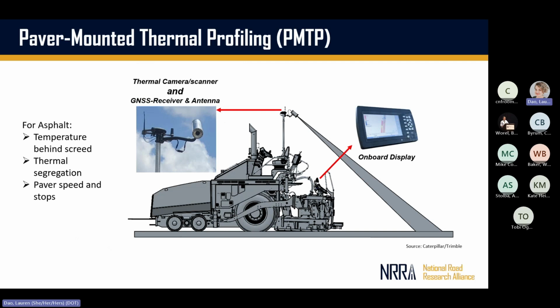So we're also going to be talking about paver-mounted thermal profiling. This is where you're equipping your paver with infrared temperature sensors or a temperature measuring device. And you're able to get really, really detailed temperature information behind your paver screed. Again, temperature is one of the most important things when it comes to getting good compaction on your asphalt, which is really, really important for quality. So now we're able to get a very detailed temperature map that we can use to determine things like segregation and other issues like that.